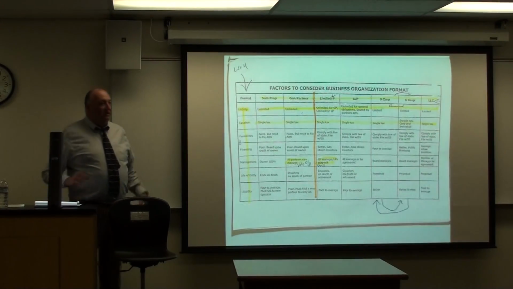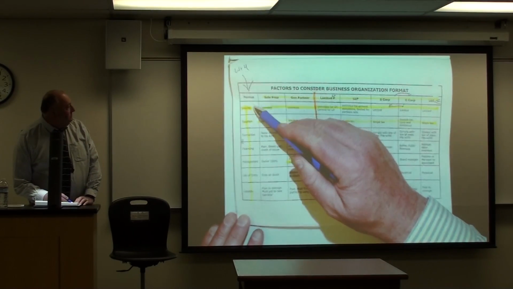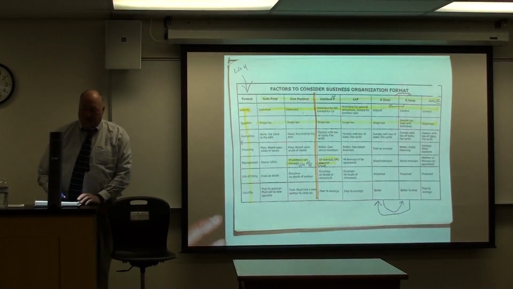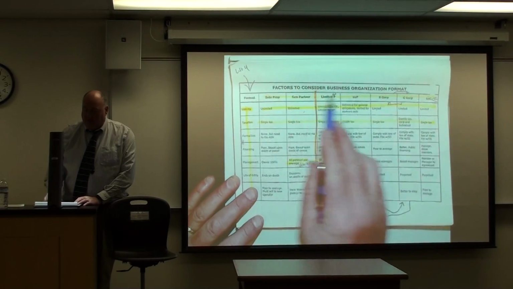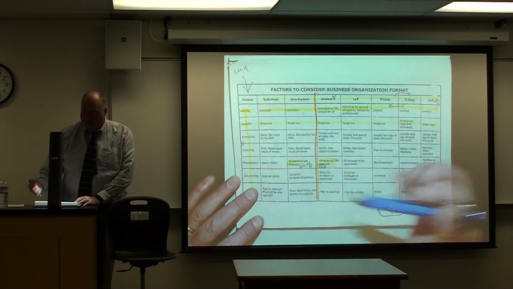So again, on page 82, list 4 of the factors that you consider, and then list 4 of the 7 business organization types that we have. That's this top line here.